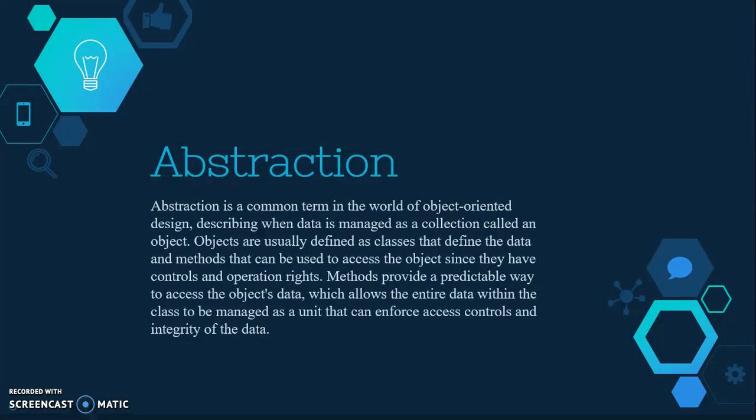Abstraction. Abstraction is a common term in the world of object-oriented design, describing when data is managed as a collection called an object. Objects are usually defined as classes that define the data and methods that can be used to access the object, since they have controls and operation rights. Methods provide a predictable way to access the object's data, which allows the entire data within the class to be managed as a unit that can enforce access controls and integrity of the data.